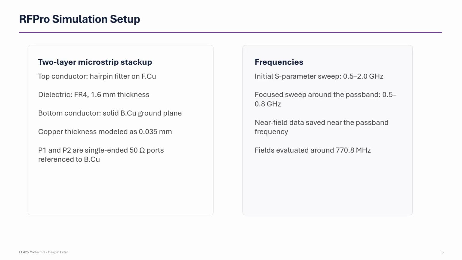So the information on the left is just another breakdown of the two-layer microstrip setup, which I went over earlier. But I did an initial S parameter sweep just to get a very full view of the behavior, both at the intended frequencies and at much higher frequencies, to see how that behavior would break down. So I did from 500 megahertz to gigahertz, and then did a more focused sweep around the passband between 500 megahertz and 800 megahertz, and the results were good.